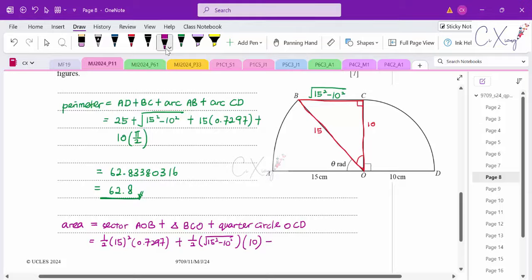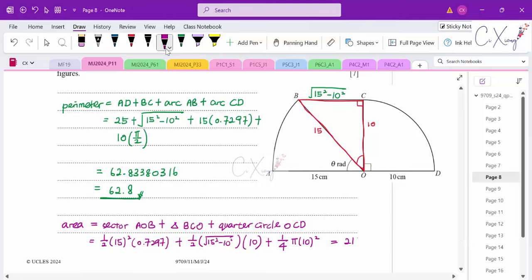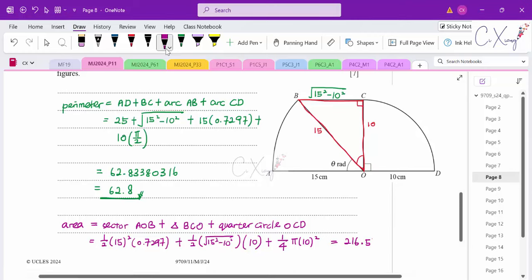Okay, then quarter circle. So what's the area for a quarter circle? For a circle, it is pi r squared. So pi r squared. Then quarter circle means I have to divide it by 4. So 1 over 4 pi r squared. Okay, then again, after you write out all the formulas here, you just press the calculator to get the answer. So this answer should be a long one. Okay, then of course we have to correct it to 3 significant figures, where it will become 217. Okay, so this is how we solve question number 7.